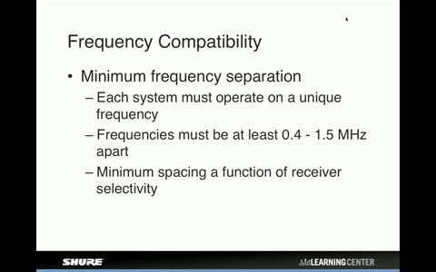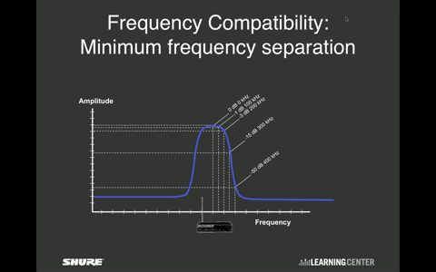And of course, the greater the required minimum spacing, the further that's going to reduce the total number of systems that you might be able to get on the air. And that's one of the main things that separates an entry level system from a high end system: the number of channels you can get on the air, which again is largely based on this receiver selectivity.